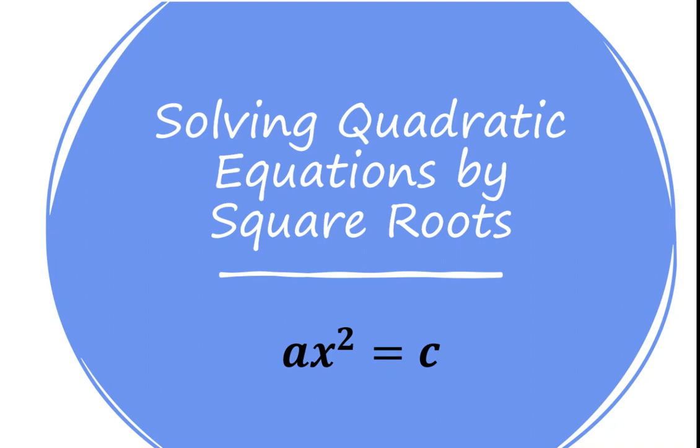Hello everyone, we are going to continue solving quadratic equations. This time we will be using square roots. So the thing with square roots is that you can only use it if you do not have the bx term. As you can see here, I have ax squared equals c. This is the typical format you will see for these types of quadratic equations. So just be sure that there is no bx term in order for you to use this square root method.